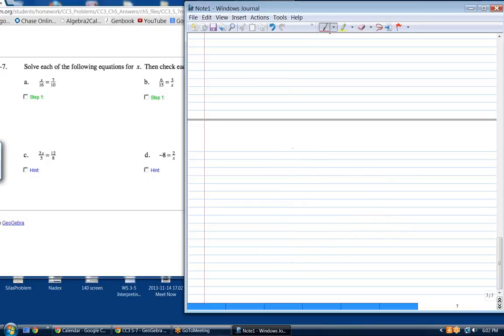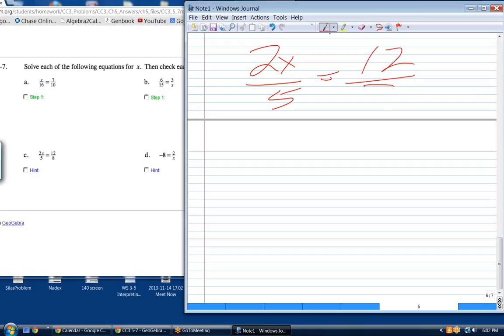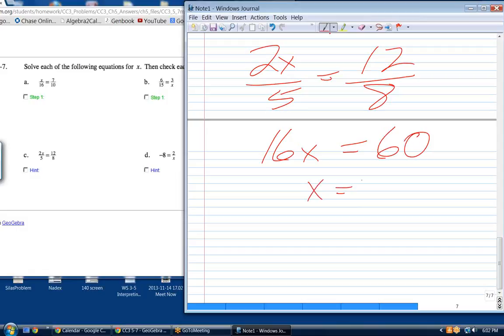Okay, number C. 2x over 5 equals 12 over 8. Oh, okay. Would you do the cross multiplication thing? Yeah, that's one way to go. So 16x equals 60, that's one step, only one more step. Divide by 16. So there's our answer.